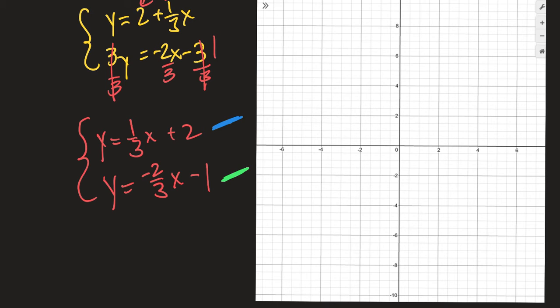What we typically do is start by graphing the y-intercept. So in my blue line, the y-intercept is 2. So I put a dot on 2. The slope of this line is 1/3, and remember, that means rise over run. So I'm going to go up 1 and over 3. 1, 2, 3. Did I count right here? Up 1, over 1, 2, 3. Yeah, I missed it a little bit.